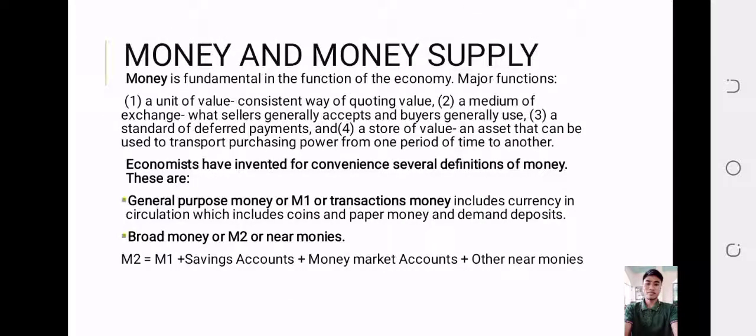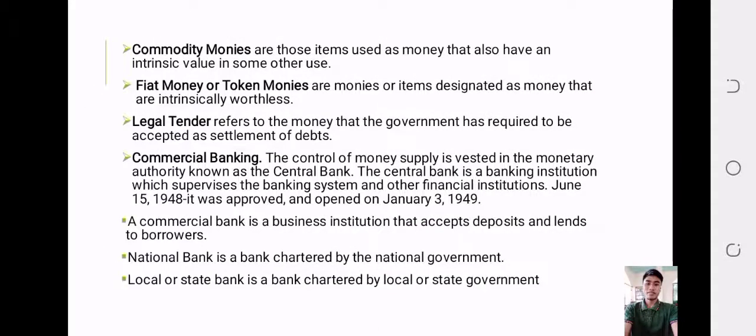Money and money supply. Money is fundamental in the economy and has four major functions: a unit of value, a medium of exchange, a standard of deferred payment, and a store of value. Economists have invented, for convenience, several definitions of money. These are general purpose money or M1, or transaction money, and broad money or M2, or near monies. Commodity monies are those items used as money that also have intrinsic value in some other use. Then fiat money or token monies.